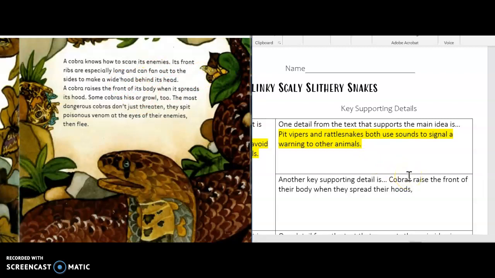I also learned, again, this is where I just like to combine some of these ideas, they also, it says here, some cobras hiss or growl. And then the most dangerous don't just threaten, but they actually spit that poisonous venom at the eyes of their enemies. All of those details support that snakes have ways of avoiding attack. So I'm going to include all of those in one statement. Cobras raise the front of their body when they spread their hoods, hiss or growl, and even spit poisonous venom.